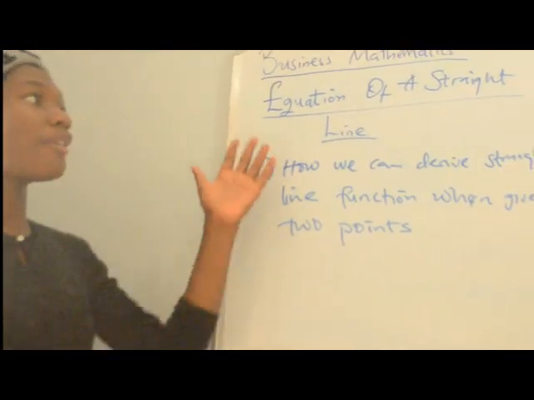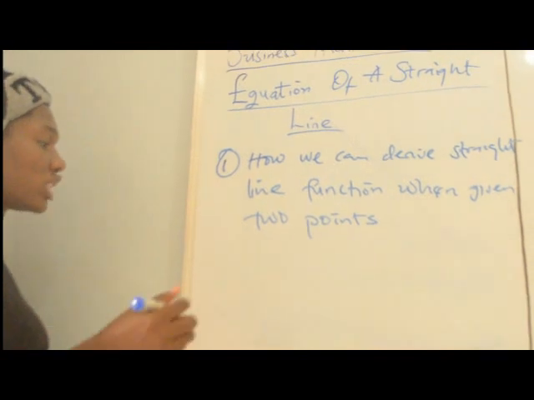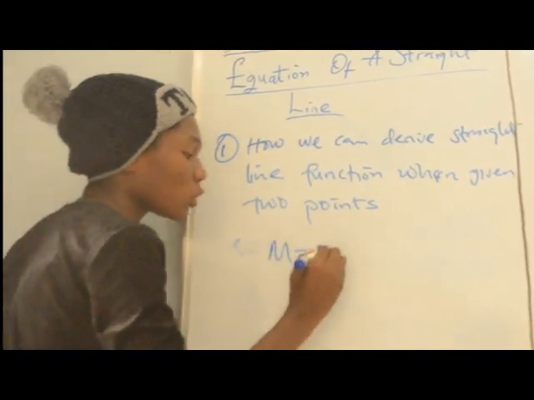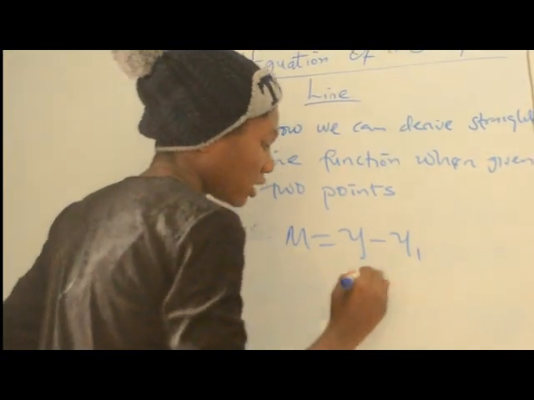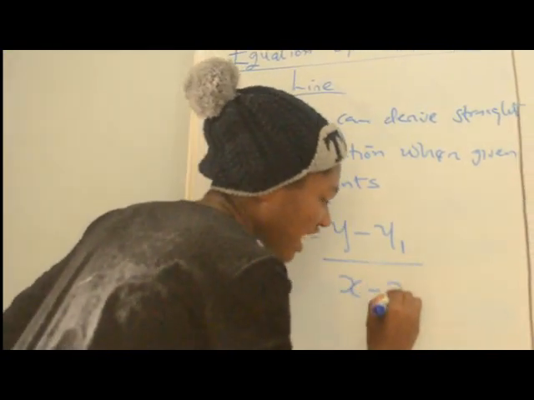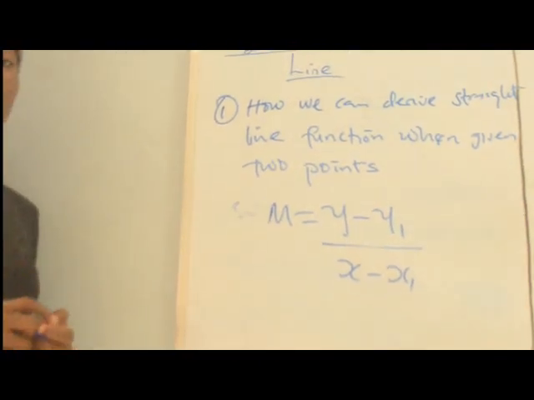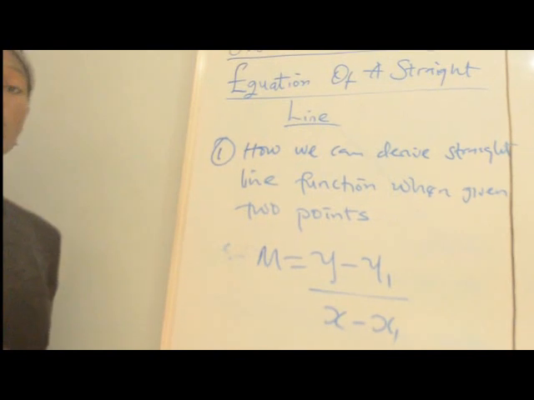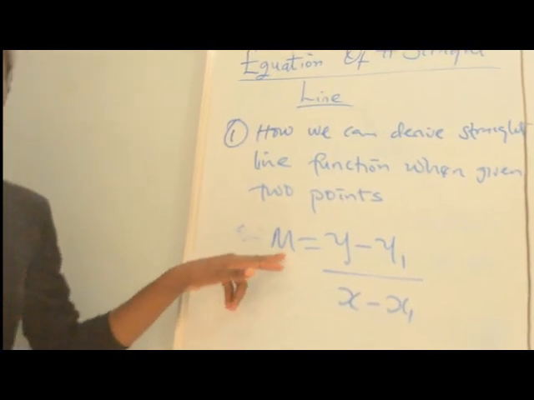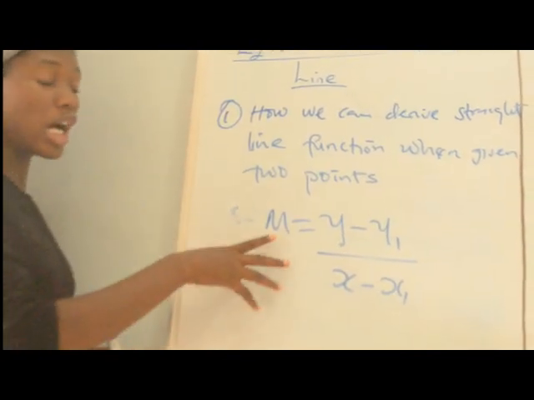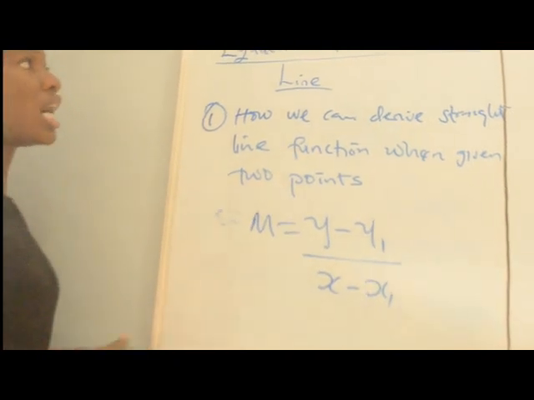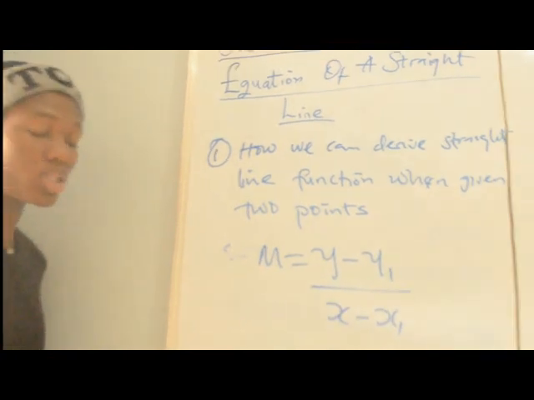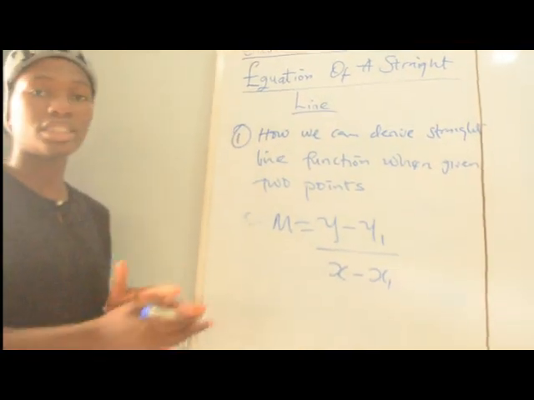Now our basic formula for finding a straight line function is m is equal to y minus y1 over x minus x1. This is our basic function for deriving a straight line equation. This m here stands for our gradient. So after we have solved for our gradient, we can use it to determine our equation of the straight line. We'll be taking some examples and solving this together.